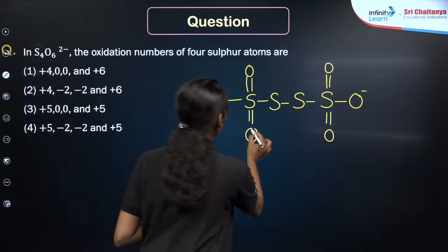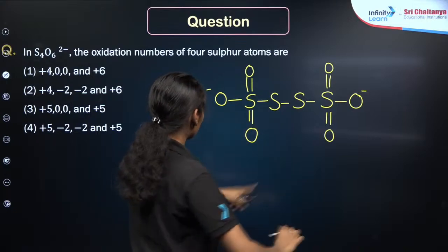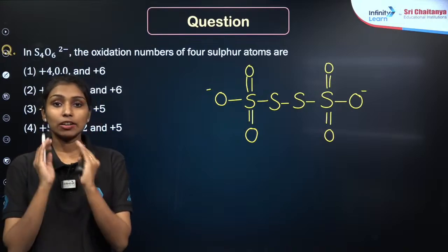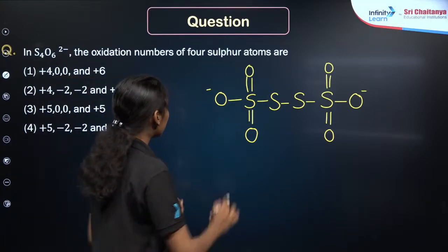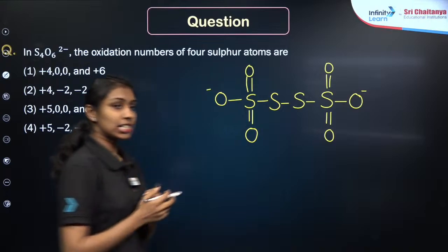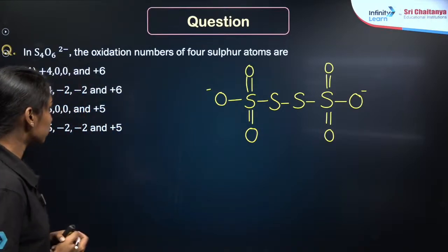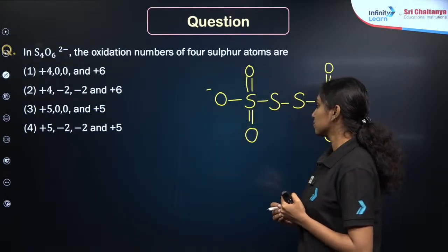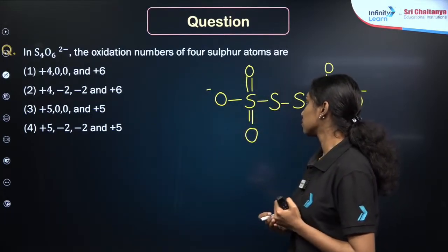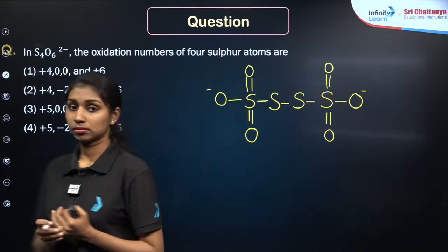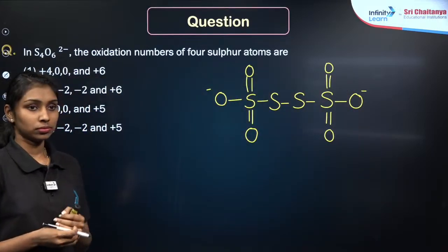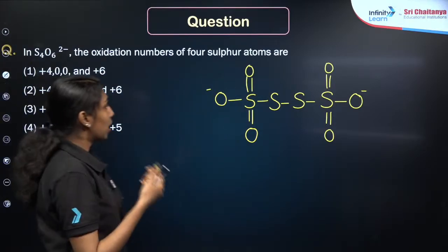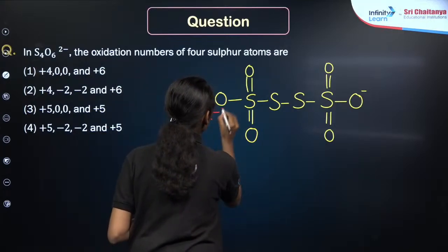This will be the structure of the S4O6 ion, with 3 plus 3, or 6 oxygen atoms, plus 4 sulfur atoms. As I already mentioned, there will be a consideration of electronegativity difference. In the case of oxygen and sulfur, which one is more electronegative? Oxygen is more electronegative, so it will acquire a -1 charge here.